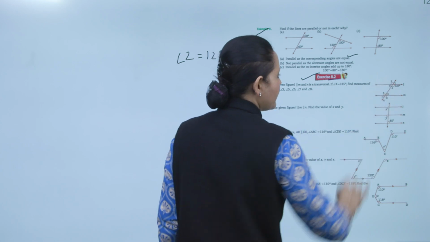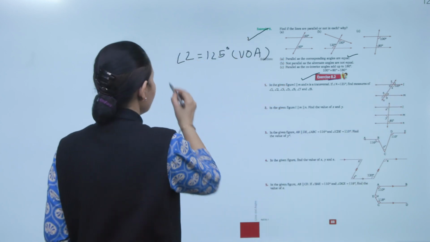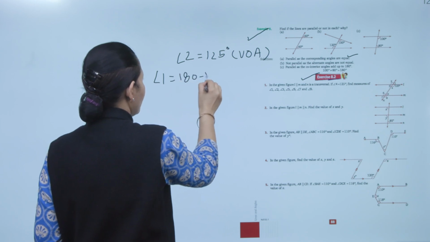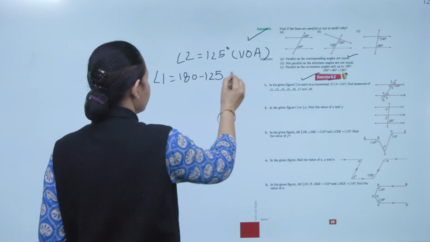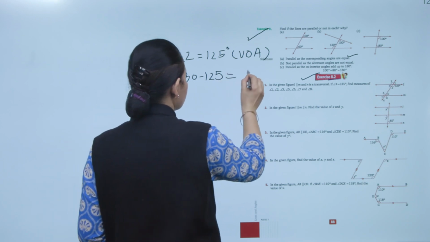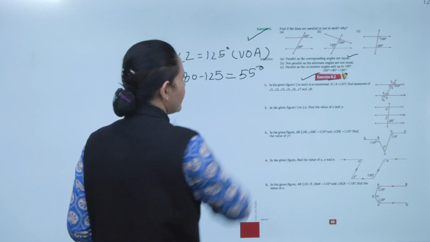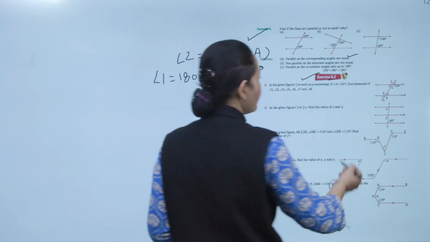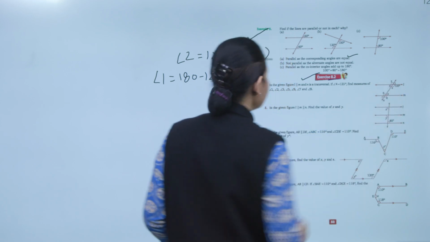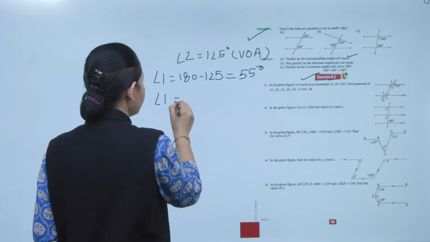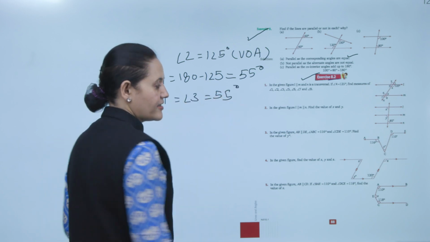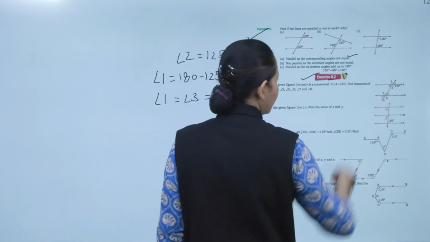Now 1 and 4 make a linear pair. So 180 minus 125. So angle 1 equals to हो जाएगा 180 minus 125, 55 degree. Clear? Now if this is 55, angle 1 equals to angle 3, that is 55 degree. Clear? Vertically opposite angle है.